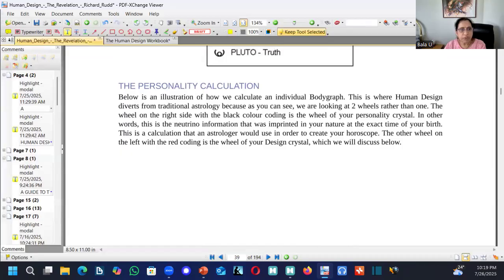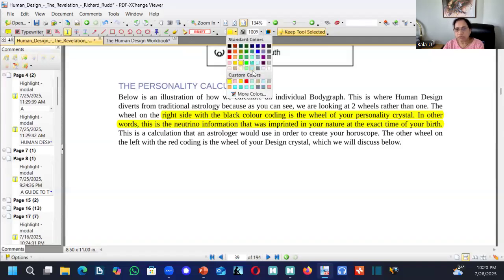The personality calculation. Below is an illustration of how we calculate an individual body graph. This is where human design diverges from traditional astrology because, as you can see, we are looking at two wheels rather than one. The wheel on the right side with the black color coding is the wheel of your personality crystal. In other words, this is the neutrino information that was imprinted in your nature at the exact time of your birth. This is a calculation that an astrologer would use in order to create your horoscope. The other wheel on the left with the red coding is the wheel of your design crystal, which we will discuss below.